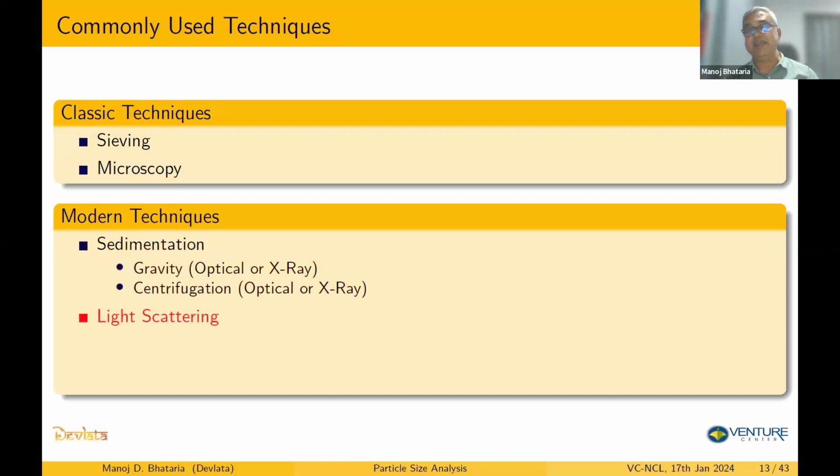Then you have light scattering. In light scattering also, we have the static or the diffraction based light scattering and the diffusion wave spectroscopy, and you have the dynamic light scattering. Static diffraction light scattering, people also refer to as a more generic term, the Mie scattering.